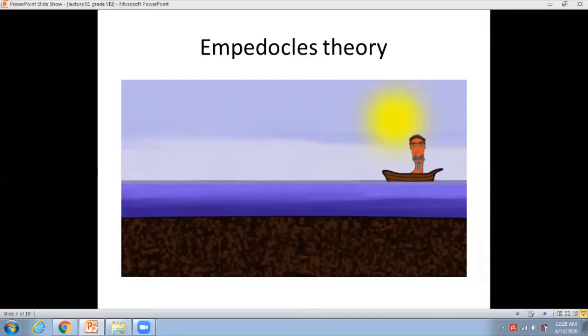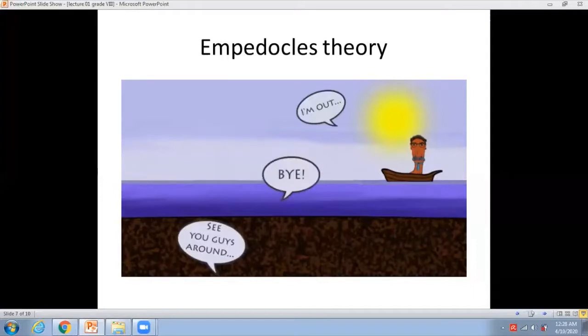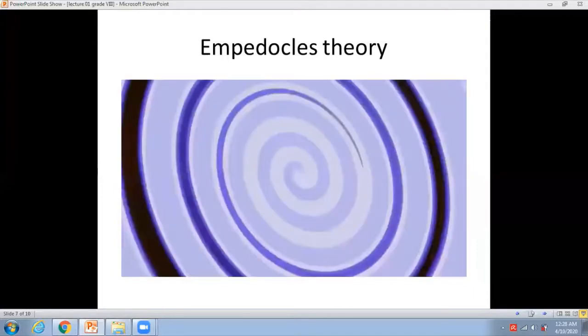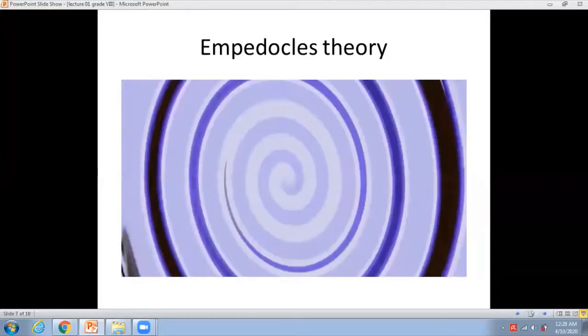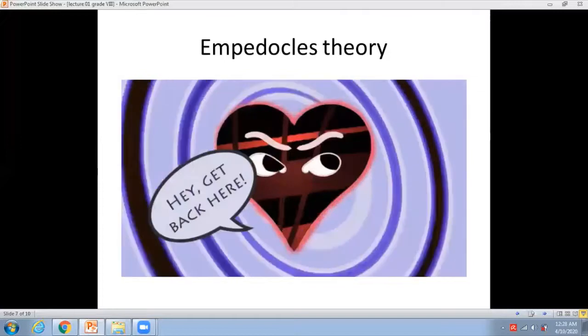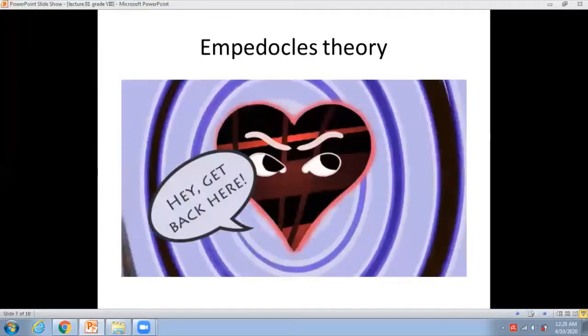And finally, there comes a time when strife completely wins over love. All things break apart and no unity is possible anymore. There is only a whirl of detached elements, a vortex in which no thing can emerge. So now love has to intervene in order to restore unity, pulling the elements back together into the sphere.